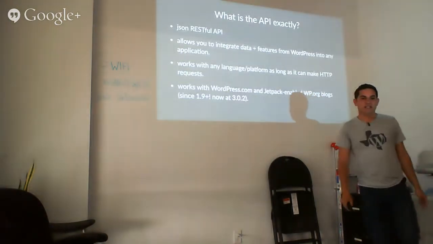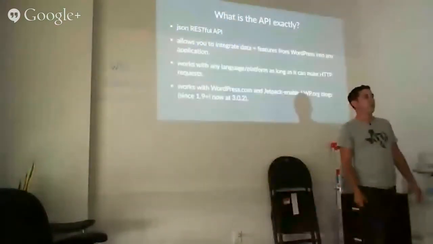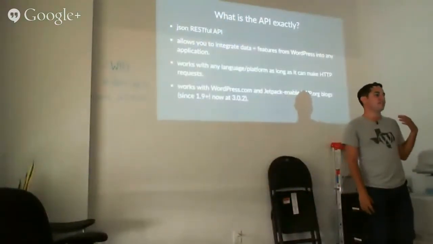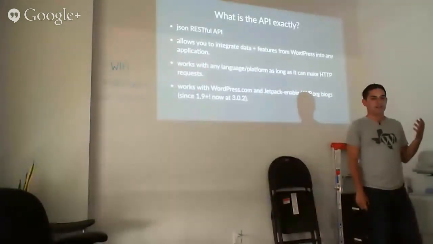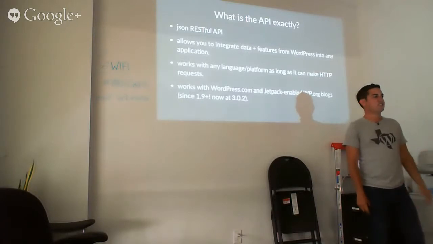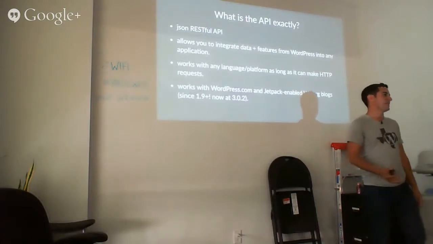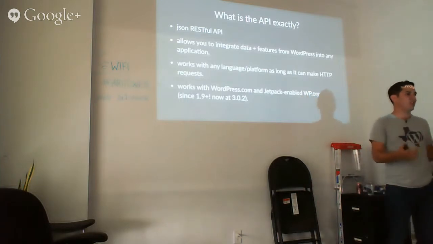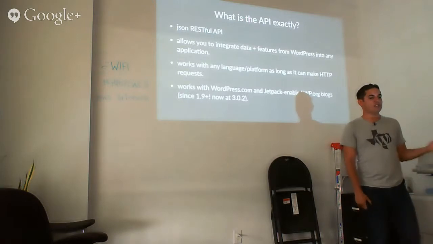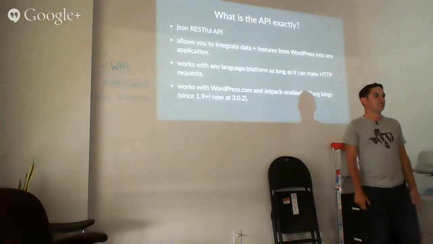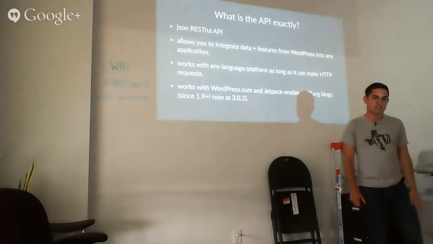So what is the API exactly? It's basically a JSON RESTful API. That means that all the data that is sent to it and sent back to you is done via the JSON data format, which makes it very easy to work with. I don't know if some of you have worked with XML before, but that's more complicated and more annoying to work with. JSON makes it really easy to interact with, and most programming languages, PHP included, have easy ways to interact with JSON, which is really nice.